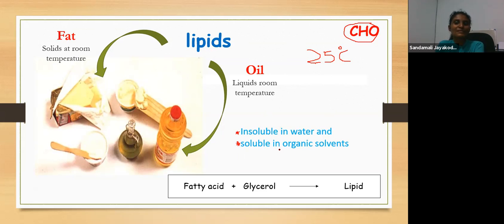So they are soluble in organic solvents. They can be easily mixed with these organic solvents.